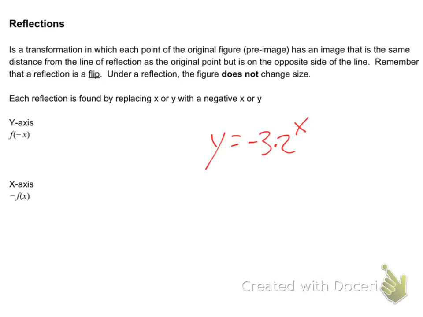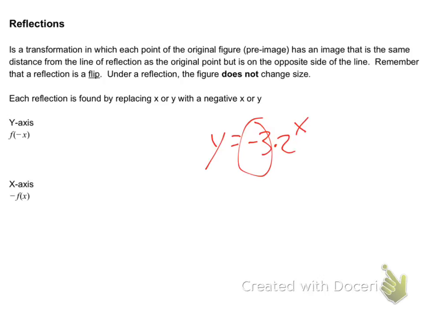Y equals negative 3 times 2 to the x. It's a vertical stretch of 3 because 3 is bigger than 1. But that negative, I told you, did what to the graph? The negative on here reflected it about the x-axis. It didn't change the size or anything. It just took it from opening up to opening down. It reflected it about the x-axis.